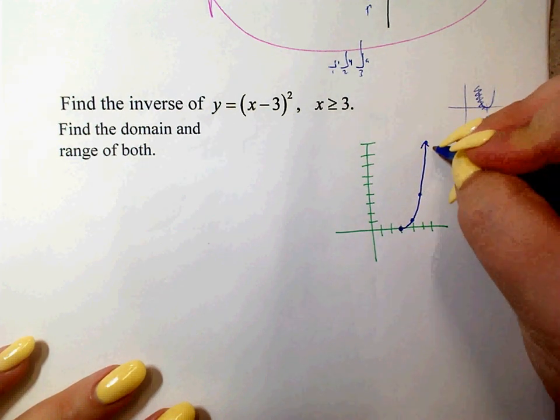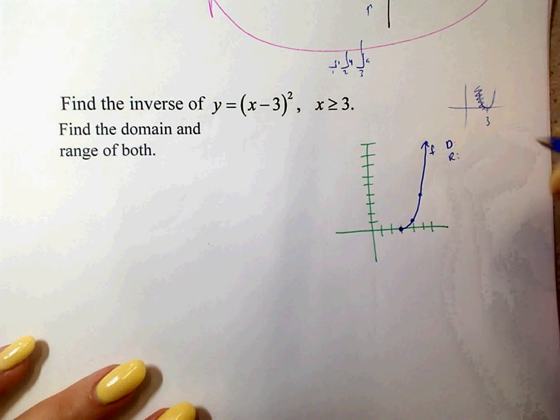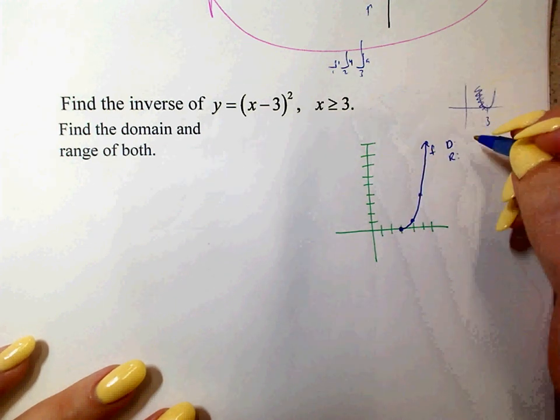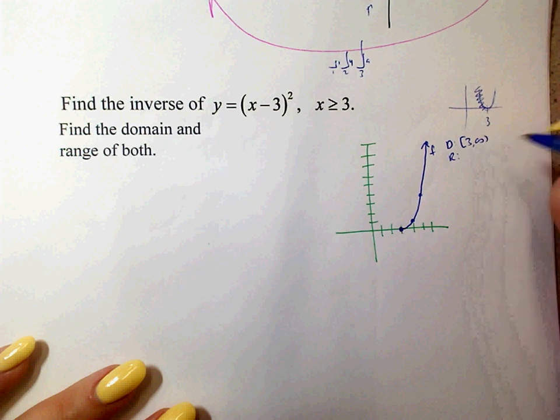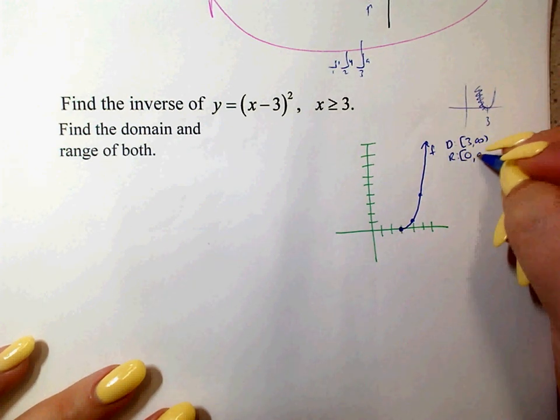This is the graph of f, or y, whatever. Okay, so as far as domain and range, domain is from left to right, and it says it right there, from 3 to infinity. And range is low to high. The lowest it goes is 0, and the highest it goes is infinity. Okay?